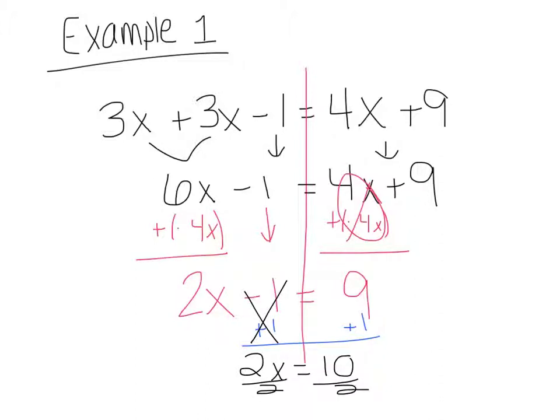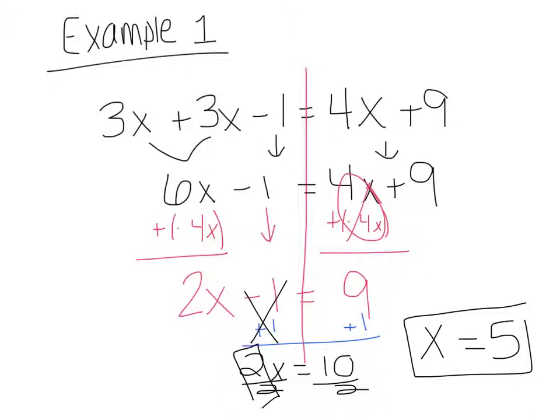Okay, and 2x divided by 2, well, there's a giant 1 in there, so 2 divided by 2 is 1, and 1x is just the same thing as x, and then 10 divided by 2 is 5. So I found my answer to be x equals 5.